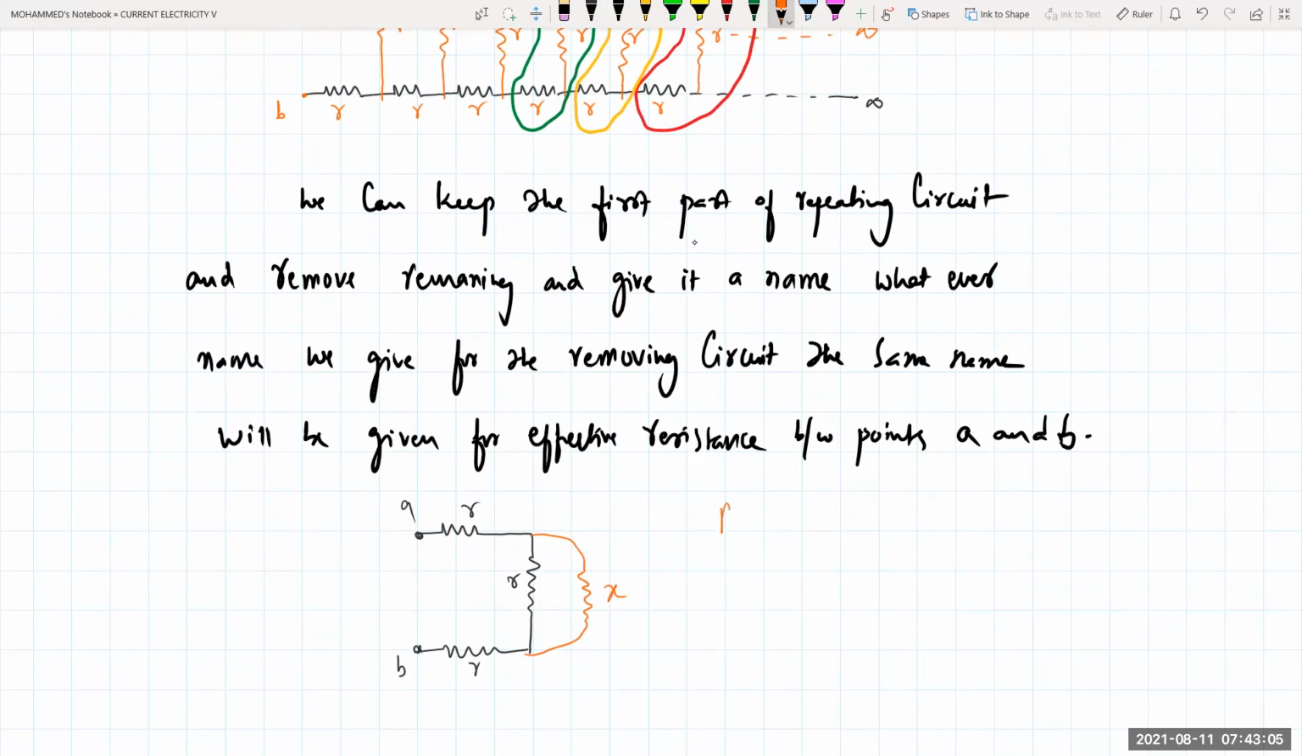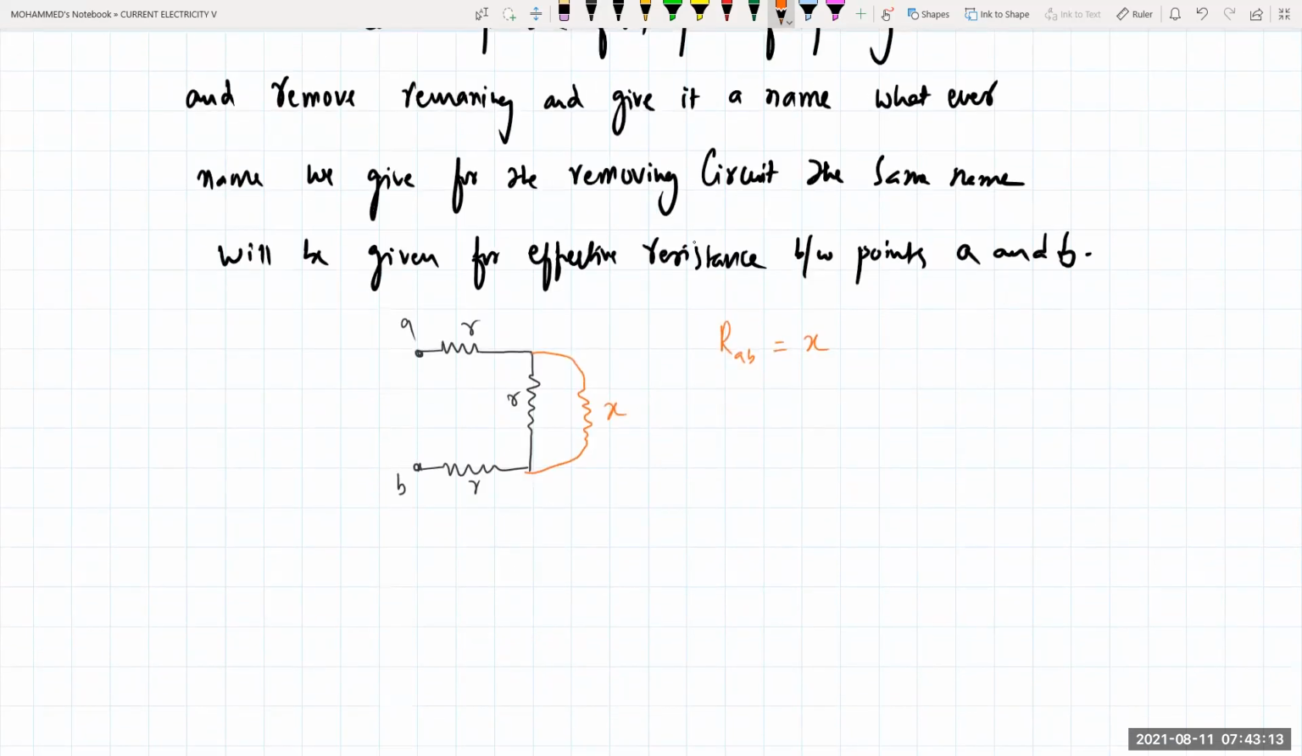Between A and B also, resistance across A and B should also be taken as X. Now I'll write here: resistance across A and B means C. These two will be in which combination? Parallel. Parallel means I'll keep the first one as it is, then I'll remove this one, and there will be one effective like this.